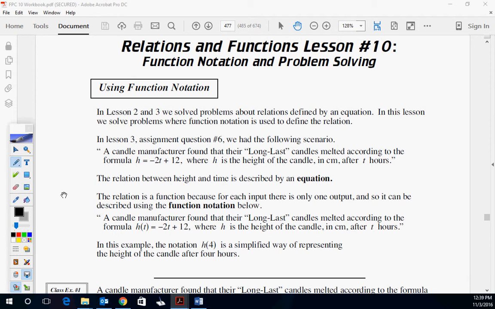So first off, using function notation. In lessons 2 and 3, we solved problems about relations defined by an equation. In this lesson, we solved problems where function notation is used to define the relation. In lesson 3, assignment question number 6, we had the following scenario. A candle manufacturer found that their long-lasting candles melted according to the formula negative 2t plus 12, where h is the height of the candle. Which makes sense. It's negative, so it's burning. So it's decreasing in value. The relation between the height and the time is described by an equation.